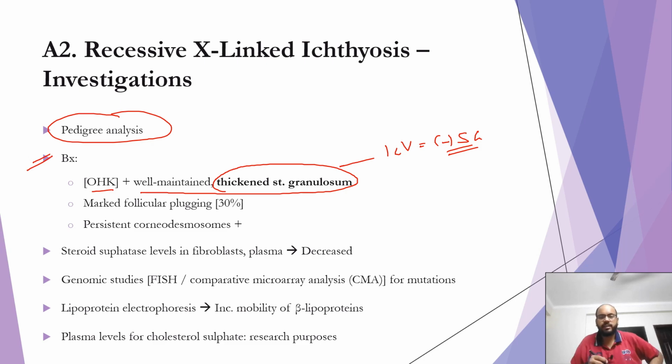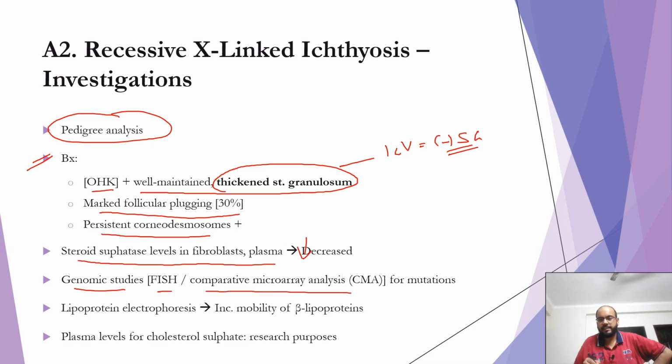If the granulosum layer is there, it's XLI. There's marked follicular plugging in about 30% of the cases, and the corneodesmosomes are persistent in biopsies. You can also do steroid sulfatase levels in fibroblasts and plasma; they will be decreased. You can do genomic studies like FISH or comparative microarray analysis to see any mutations. You can do lipoprotein electrophoresis for increased mobility of beta lipoproteins, or plasma levels for cholesterol sulfate for research purposes. And these levels will be increased.